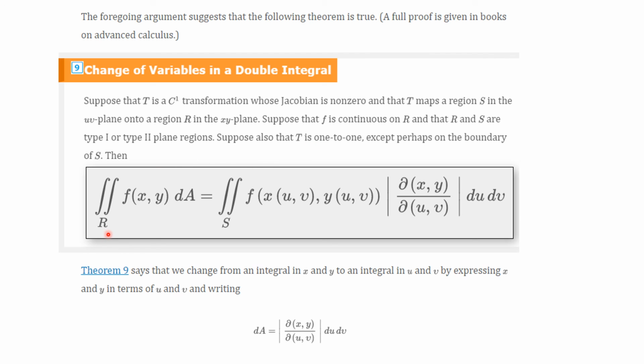Then the double integral over R of f of x, y dA is the same number as the double integral over S of f of x, y, and then we have to insert the absolute value of the Jacobian, and this is du dv. So Theorem 9 says we can change from an integral in x and y to an integral in u and v by expressing x and y in terms of u and v and writing dA equal to the absolute value of the Jacobian du dv.